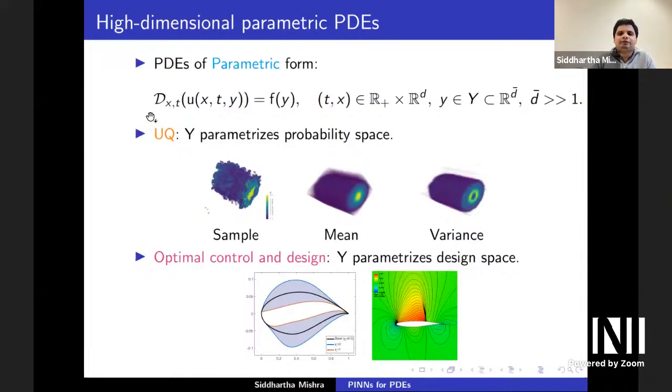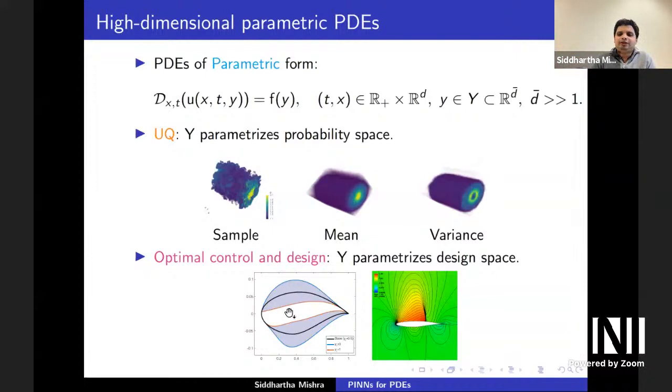So these are PDEs of this particular form. Here, this is a spatiotemporal differential operator. U is a solution. It's a function of space, it's a function of time, and it could be a function of parameters. And in this case, it's the parameters that are high dimensional. These parameters, for instance, could come from a probability space that parameterizes a random PDE, or they could come from a design space that parameterizes some design problem.